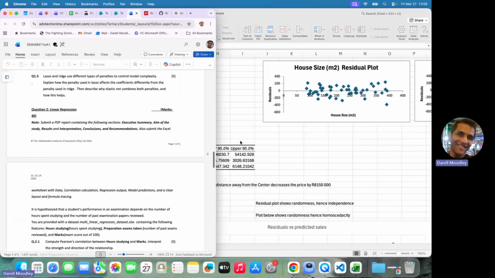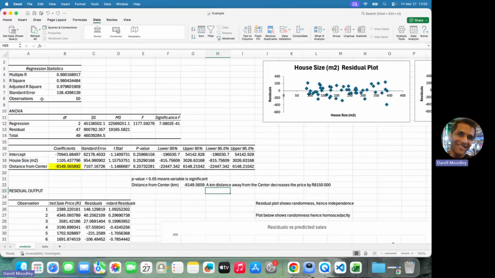Let me just hide this. All right, let's talk about how we can make sense of this. Let's start off at the top. You've got your R square and your adjusted R square. You look at these values to determine how good a fit this is, or basically how well the x variables are predicting your y variable. You want this value as high as possible, as close to 1 as possible. For this example, it's saying that 98% of the variation of sales price in houses can be explained by your x variables, in other words, by your house size and your distance from the city center.